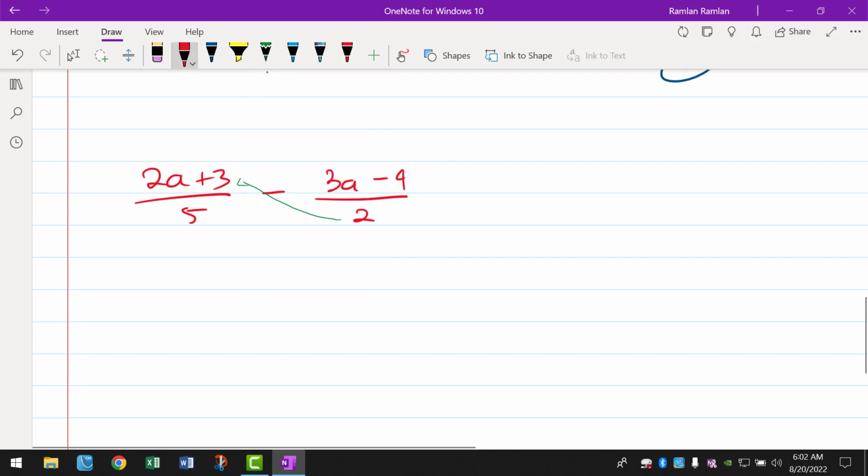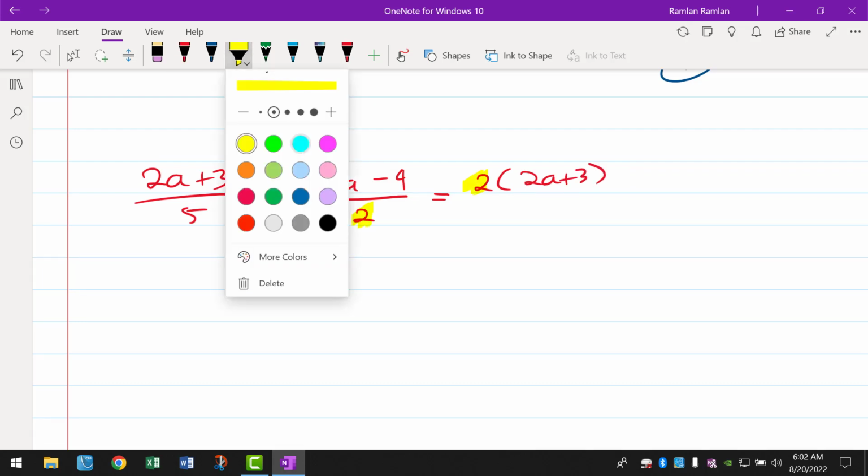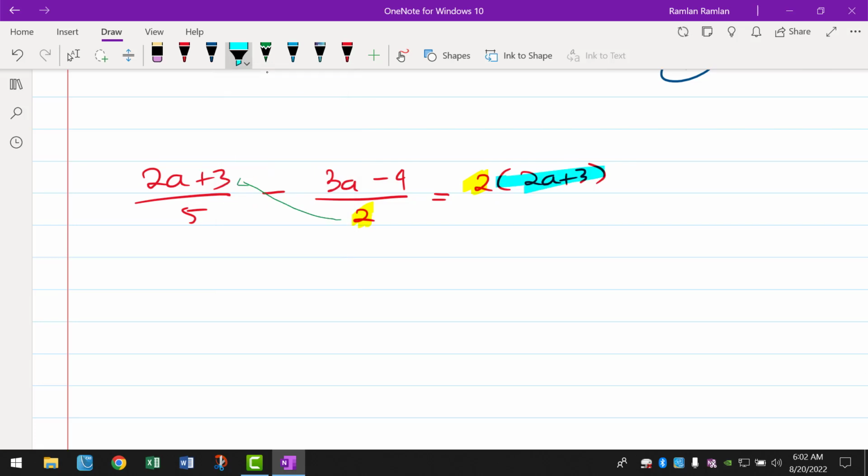So remember that for this one, because you have more than one term like this, you need to put that in the bracket first and then you expand them. Okay, so if you have this, you will get 2 times (2a + 3), right? This 2 comes from here, and then this 2a + 3 comes from here. Okay, so the same thing with the 5 and the (3a - 4).